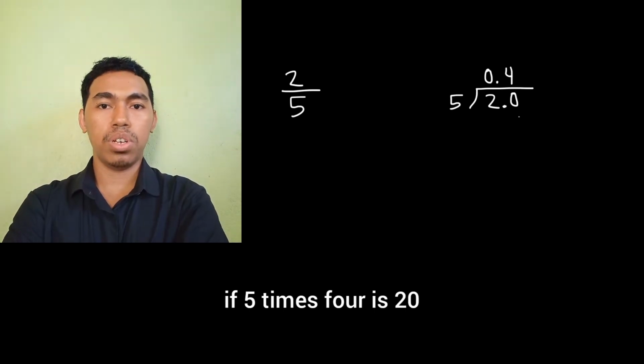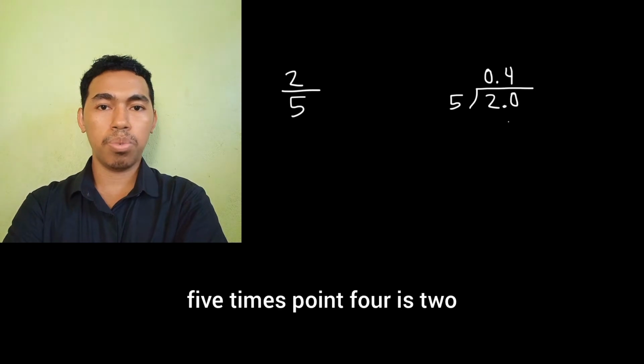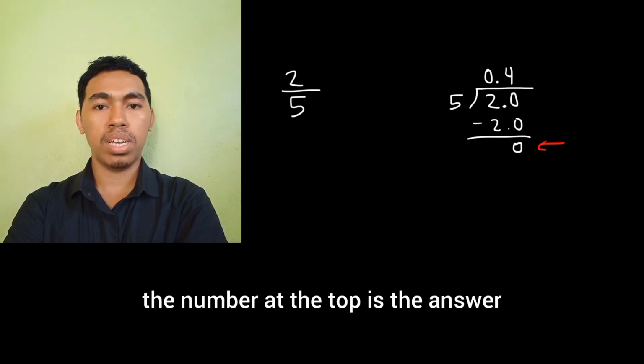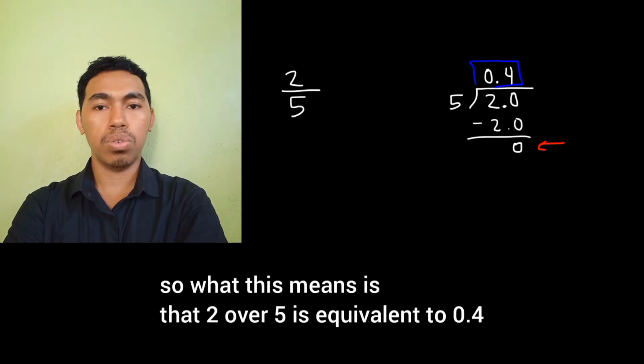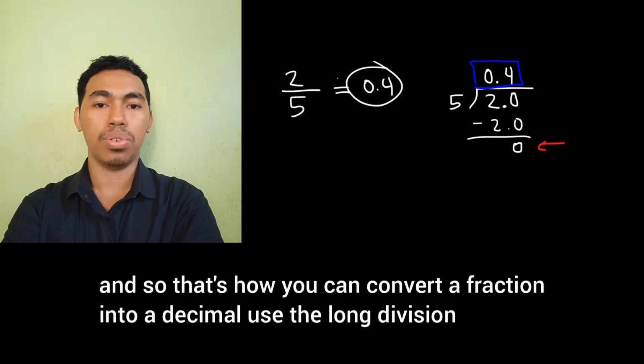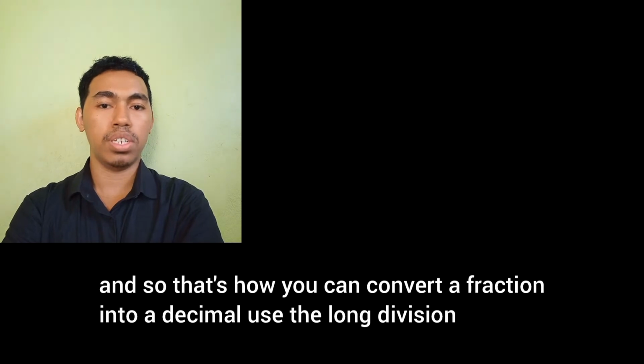If 5 times 4 is 20, 5 times 0.4 is 2. And so, if we subtract this, we get 0. Now once you get a remainder of 0, the number at the top is the answer. So what is meant is that 2 over 5 is equivalent to 0.4. And so that's how you can convert a fraction into a decimal. Use long division.